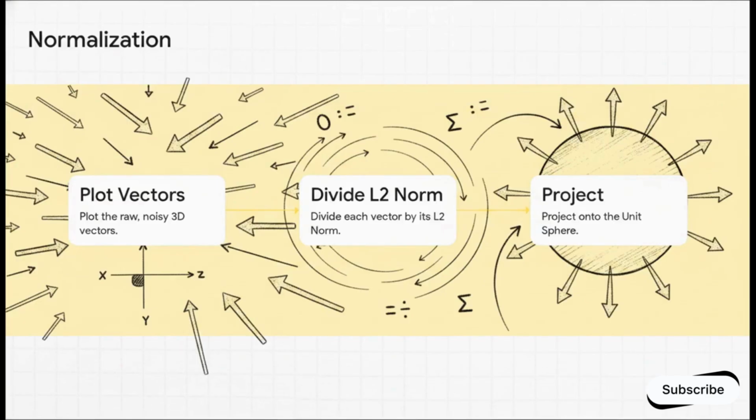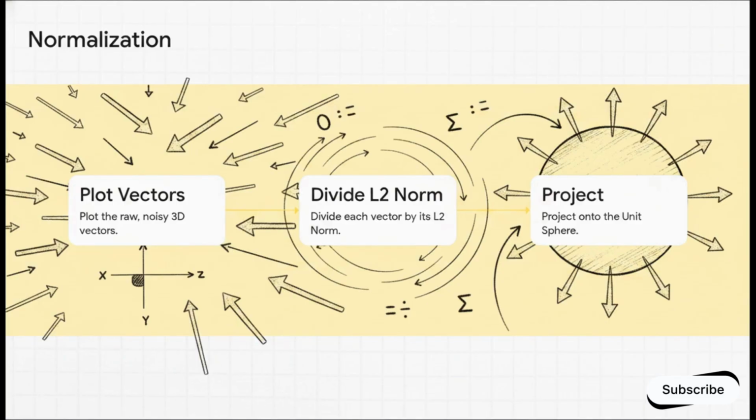So, here is the crucial question. How do we mathematically force the computer to ignore that length? We use a process called normalization. Picture a 3D space with a giant cloud of vectors floating around in it. Some are tiny little arrows, some are massive spears shooting way off into the distance.